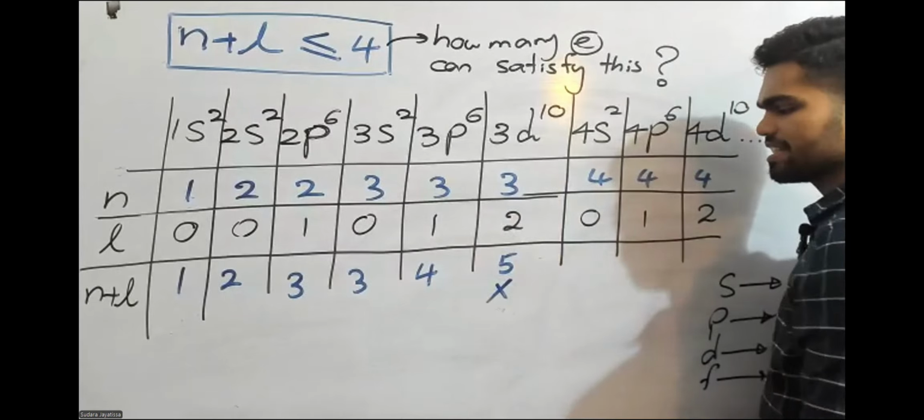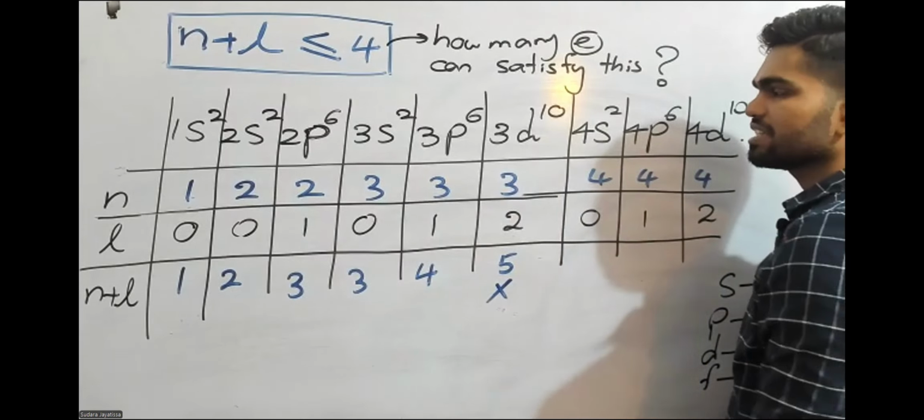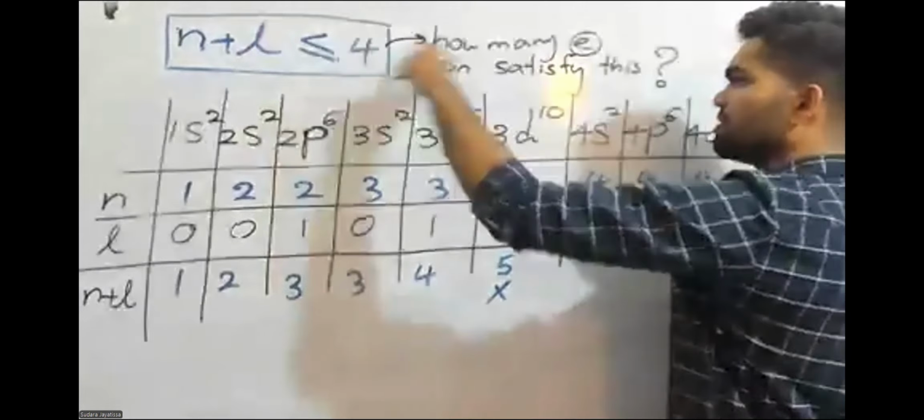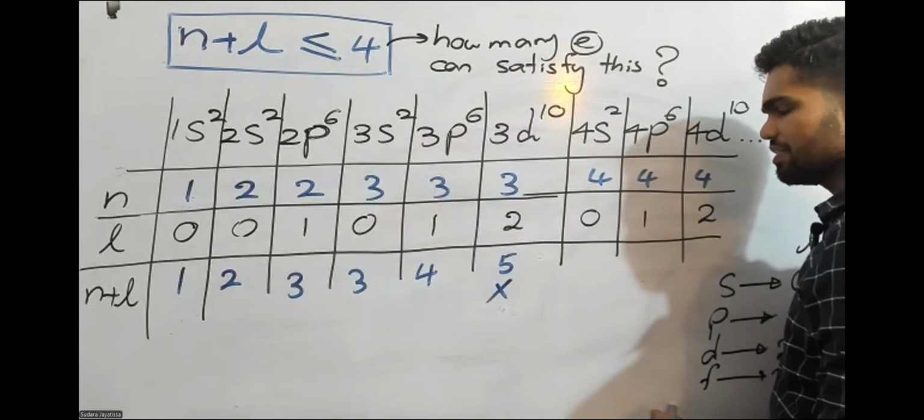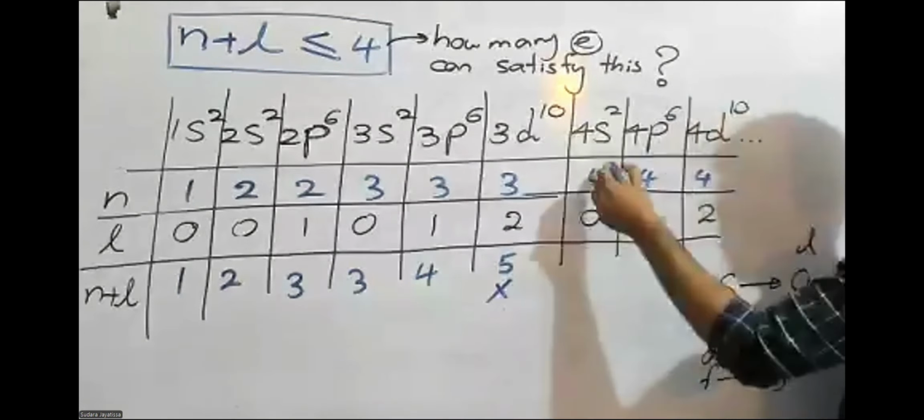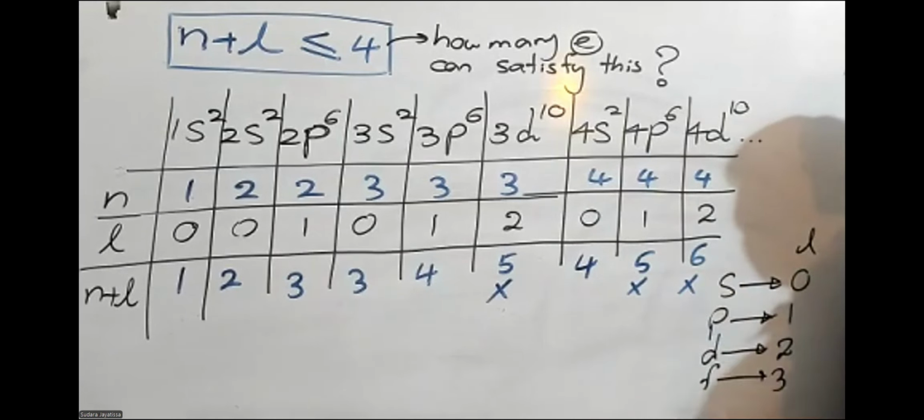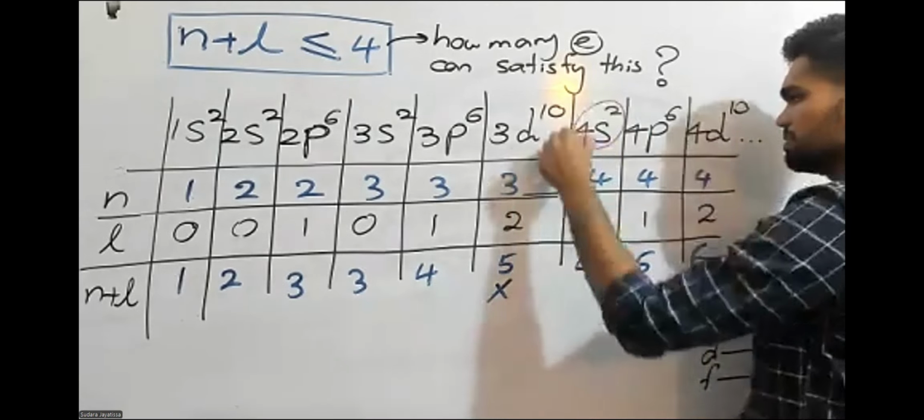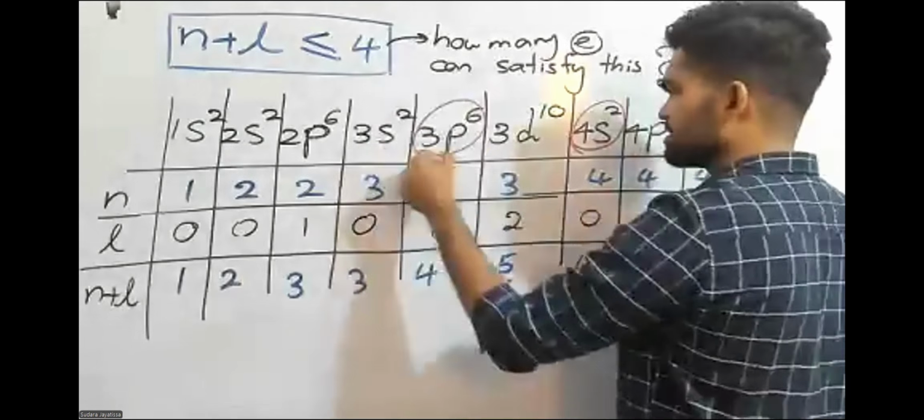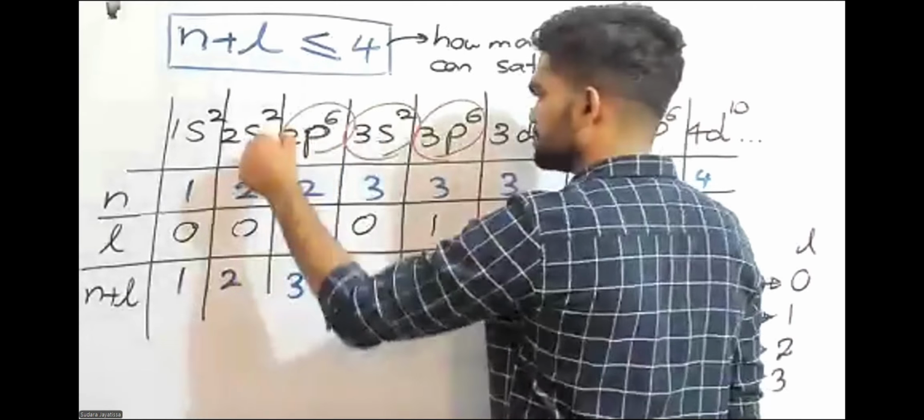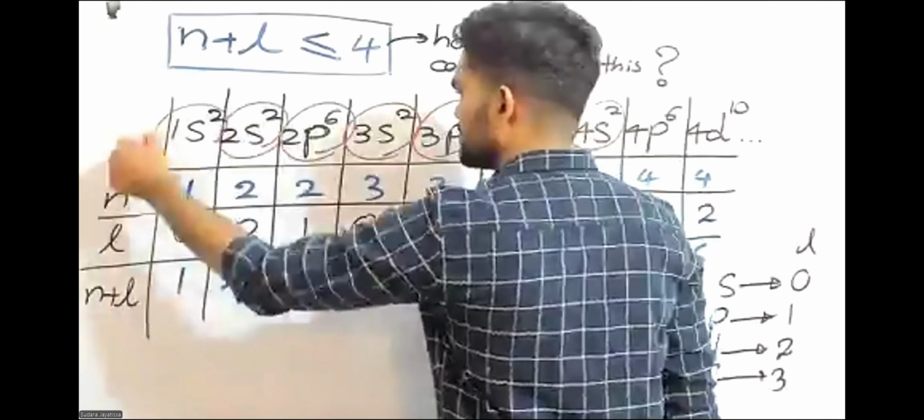You can't take this as an answer because our condition is what? Less than or equal to 4. Here it is 4. 5 again, you can't take this. 6, you can't take this. So the only eligible electrons are 4s2, 3p6, 3s2, 2p6, 2s2, and 1s2.